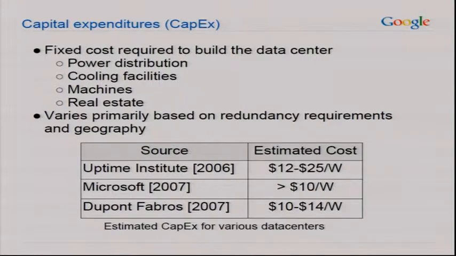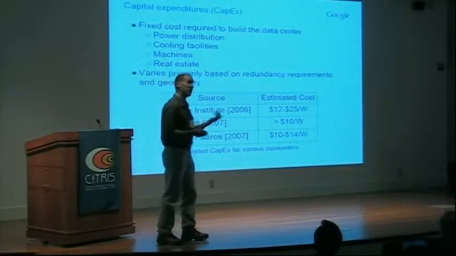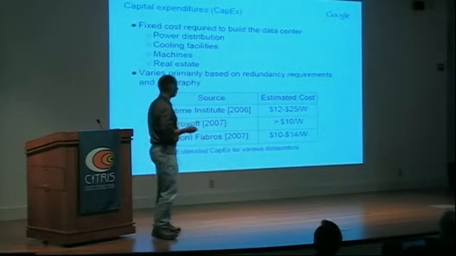You have the power distribution, cooling, machines, all of this stuff you have to buy. And so really, you're looking at somewhere around, say, $10 a watt to build a data center. So if you're building a 30 megawatt data center, that's now $300 megadollars, right? So that's like $1 Canadian these days, right?